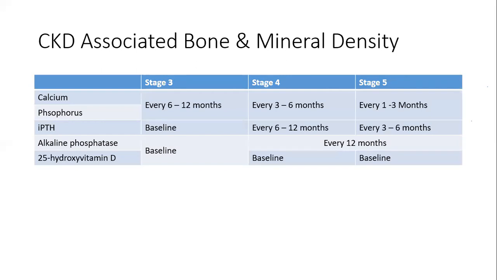So, bone mineral density for CKD patients. Calcium and phosphorus for stage 3 should be done every 6 to 12 months. iPTH should be done at baseline. Alkaline phosphatase should be done every 12 months. And vitamin D should be done at baseline. These are the important monitoring things we should remember, when to monitor.